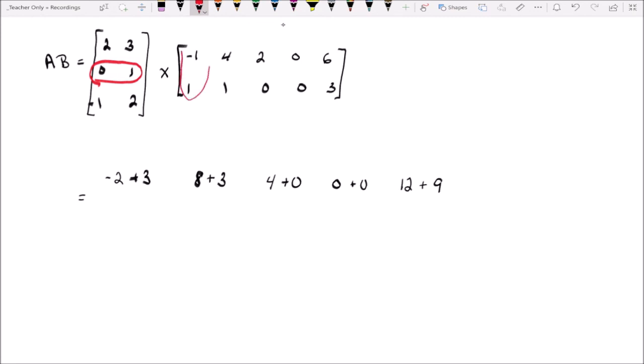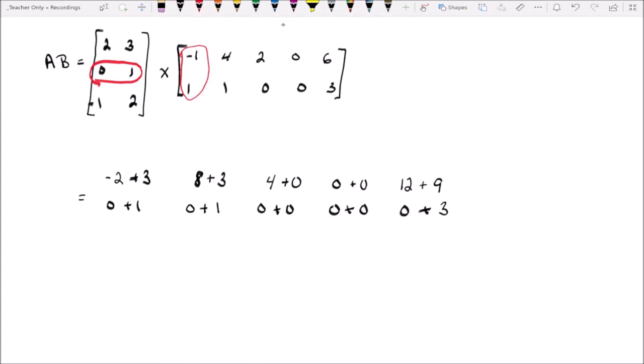We start by looking at the first column of B, and then we move along. So 0 times -1 plus 1 times 1. I'm not going to continue to draw the circles. You should get the point. 0 times 4 plus 1 times 1. 0 times 2 plus 1 times 0. 0 times 0 plus 1 times 0. 0 times 6 plus 1 times 3.